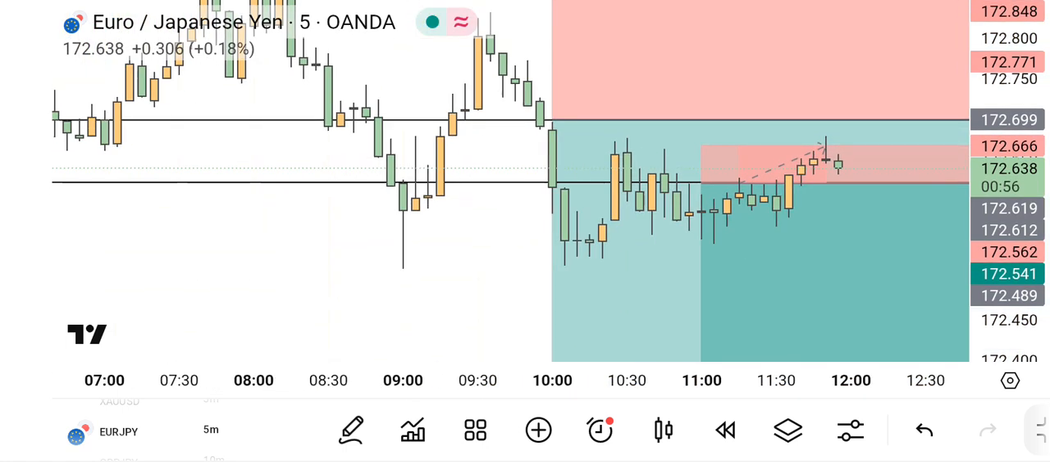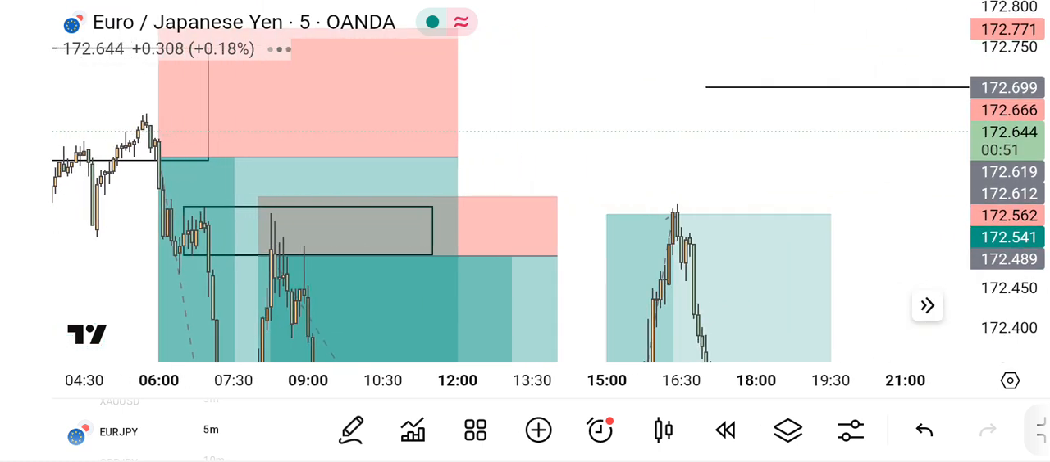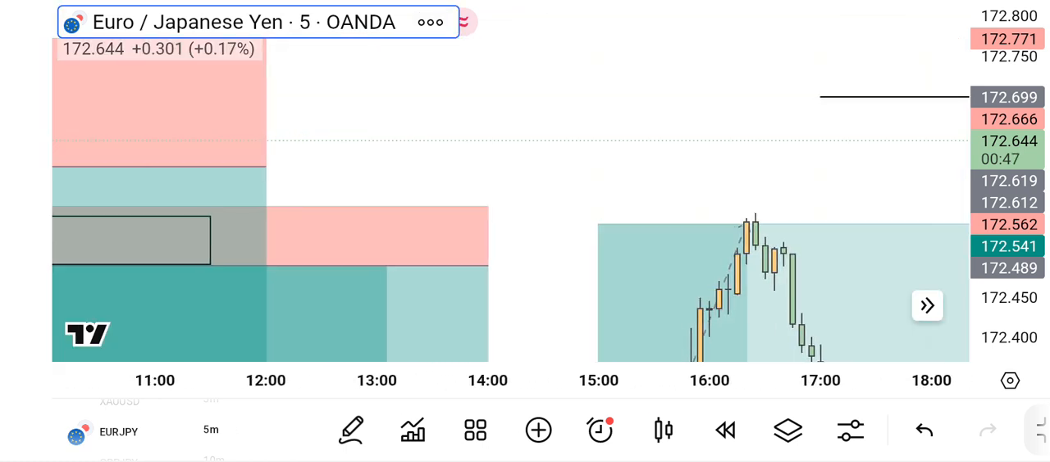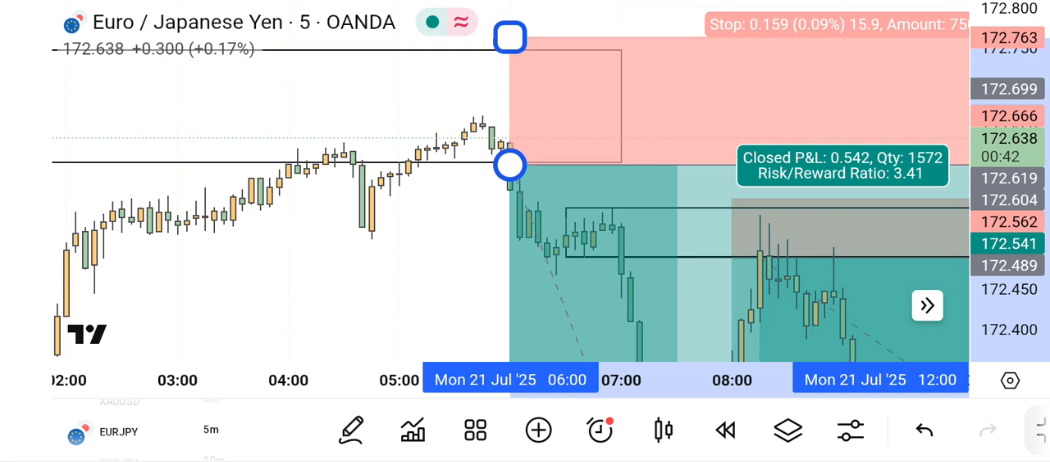Or am I drawing something? No, that's another trade. So my entry was around this zone.